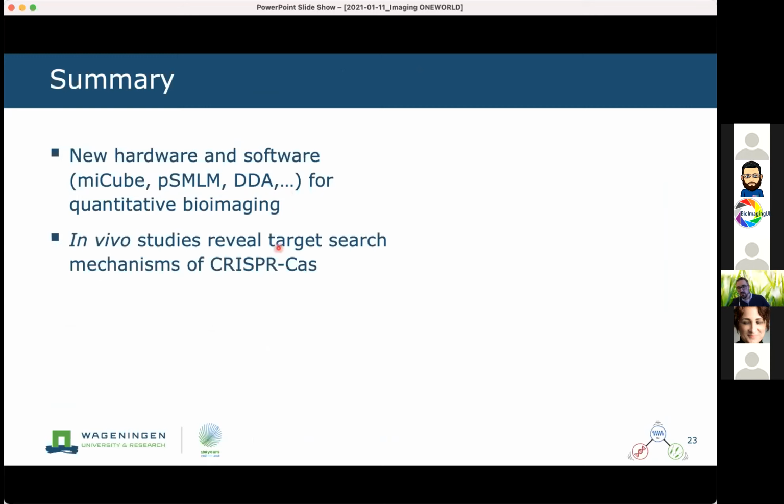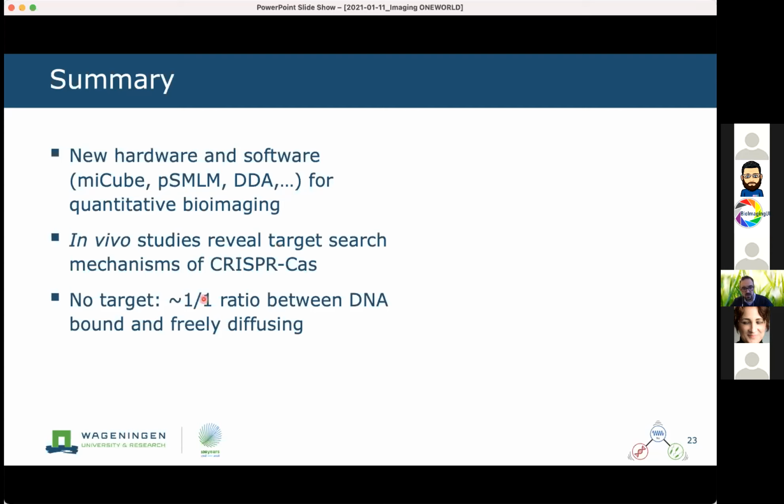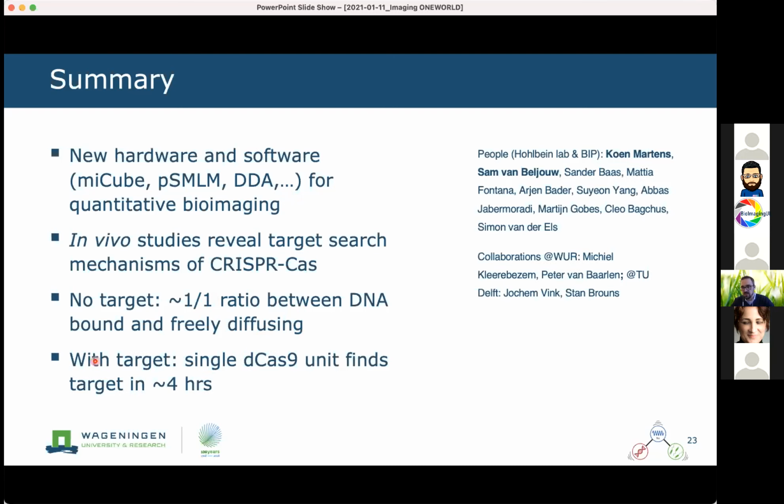Our work is able to reveal in vivo mechanisms of the CRISPR-Cas target search. If we have no targets present, in the case of Cas9, we have roughly a 1-to-1 ratio between DNA-bound and freely diffusing Cas9. If we have a target present, it takes around 4 hours for a single Cas9 molecule to find that target. I would like to point out the people who did most of the work on the Cas9 project: Koen Martens and a master student at that time, Sam van der Elst.